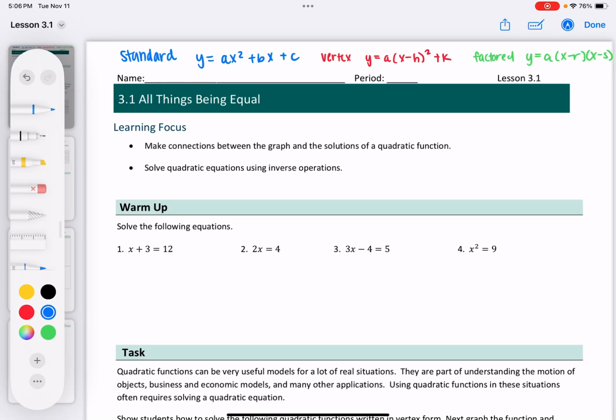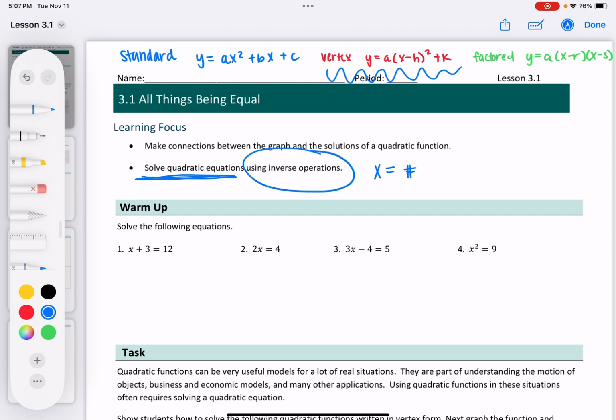We're starting a new unit. We're still going to be working with quadratics this unit, but we are focusing on solving quadratic equations. Today we are going to be looking at vertex form, and again, we're solving, which means our goal is to get x equals some number at the end of our problem. When we have vertex form, we use inverse operations to do that.